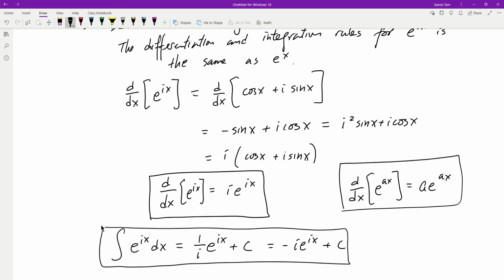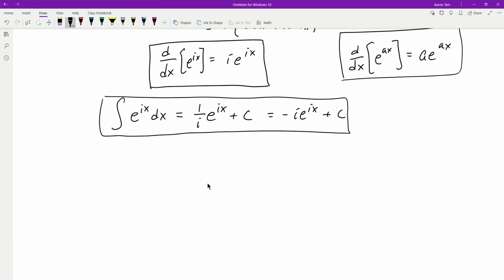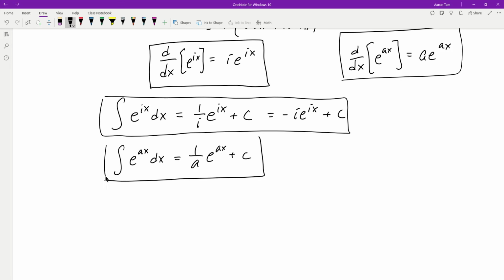Okay, however, I do recommend memorizing just this part right here, the front part, because it mirrors an integration rule that you probably already know. The integral of e to the ax dx is equal to 1 over a e to the ax plus c. So that's for a real coefficient in front of the x. And as I say, it turned out to be the same for e to the ix.